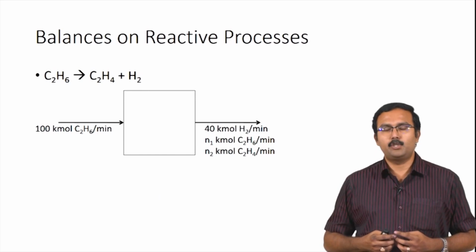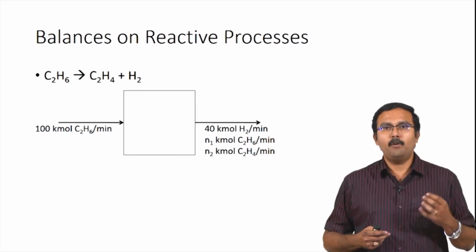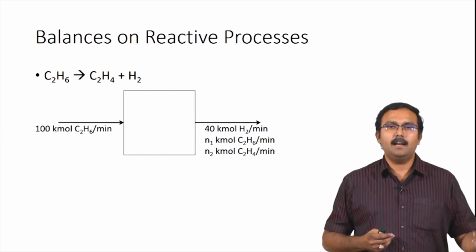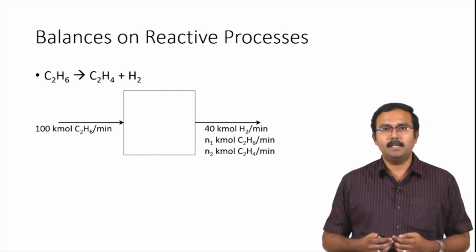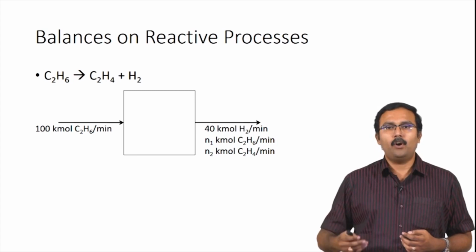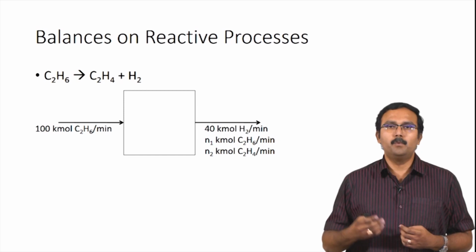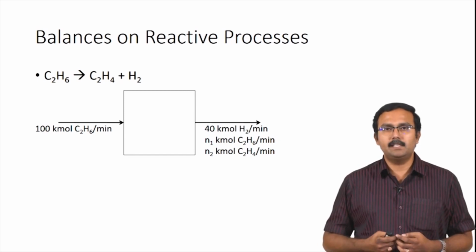Consider this reaction which is shown here. You have ethane forming ethylene and hydrogen. So, the reaction system is given as 100 kilomoles of ethane entering per minute reacting to form 40 kilomoles of hydrogen per minute. We do not know the number of moles of ethane and ethylene which are leaving the system.